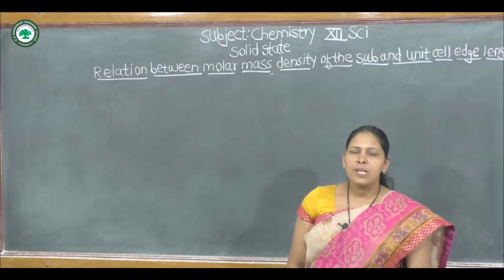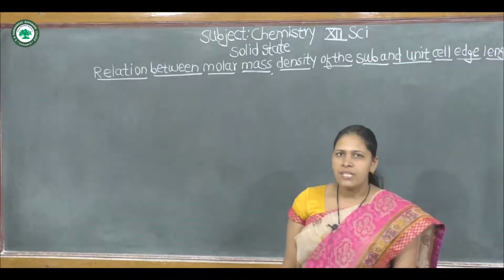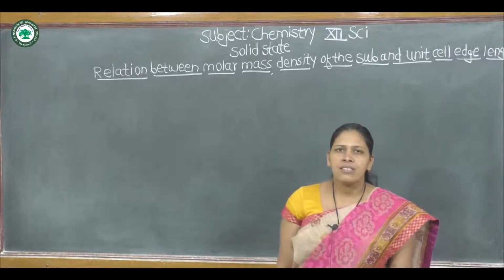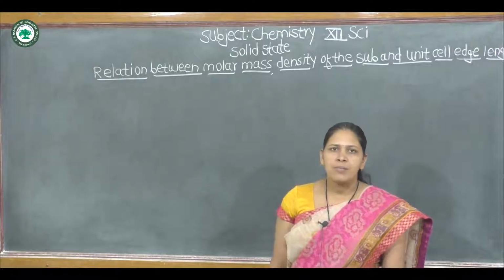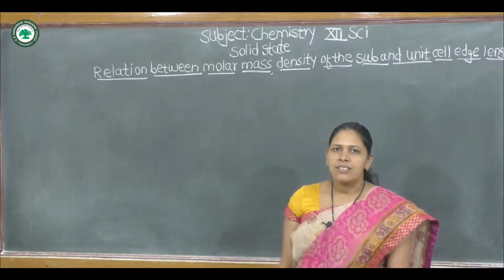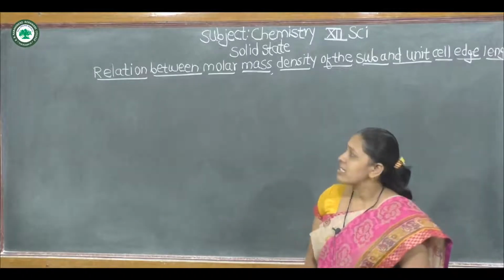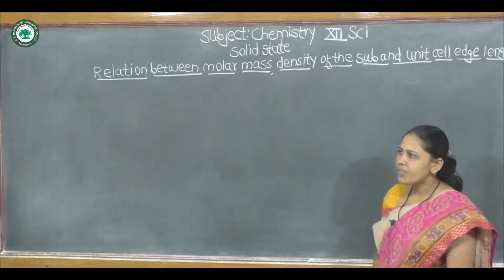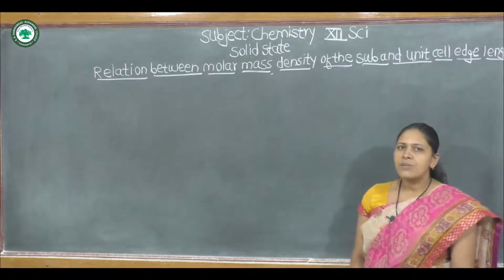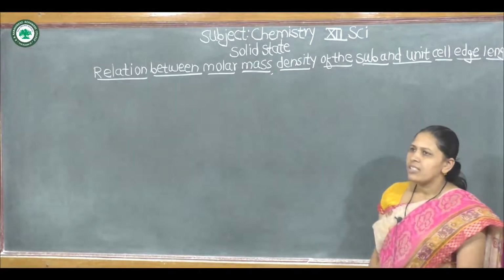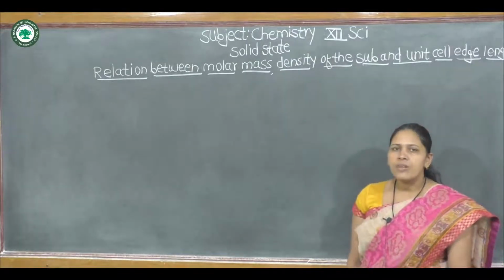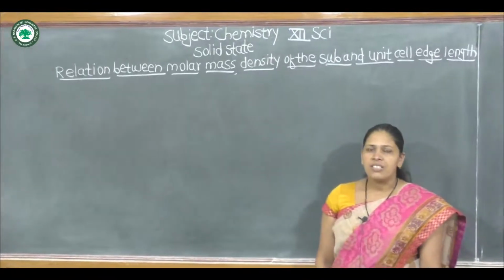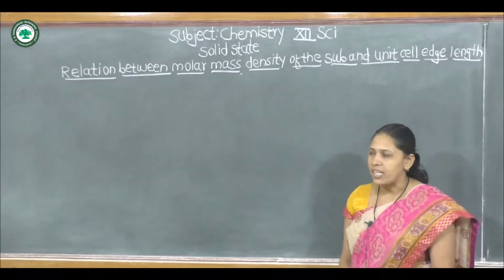In the last lecture, we studied the density of the simple cubic unit cell and the body-centered cubic unit cell, and the number of particles present in the simple cubic, body-centered cubic, and face-centered cubic unit cells. In this lecture, we are going to study the relation between molar mass, denoted by capital M, the density of the substance, denoted by rho, and the unit cell edge length, denoted by small a.